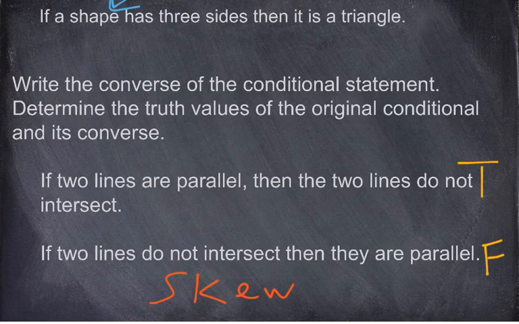So that is how we write the converse and then determine the truth values. One may be true, but the other may not be. Sometimes they are both true, and sometimes they're both false. But we usually do start off with a true conditional, and we're just checking to see if the converse is also true. Okay?